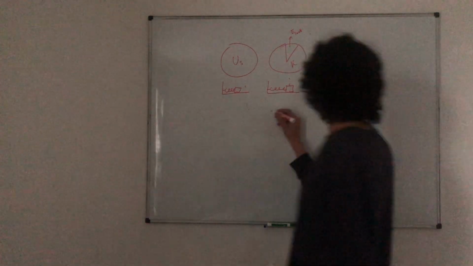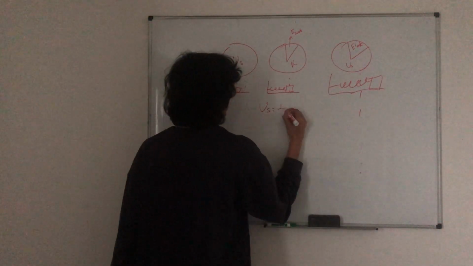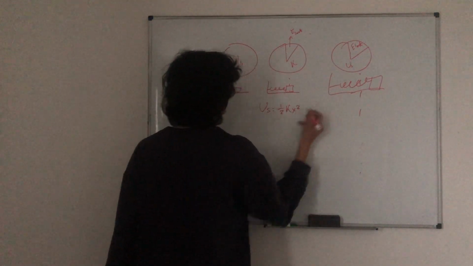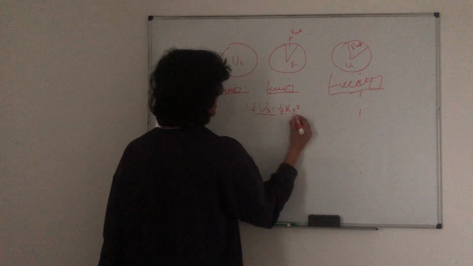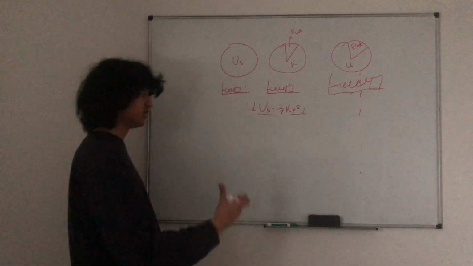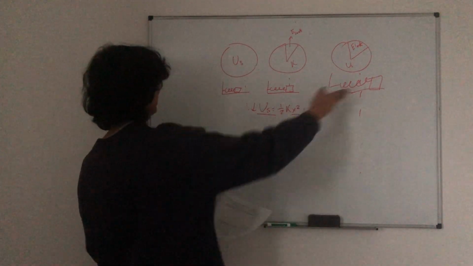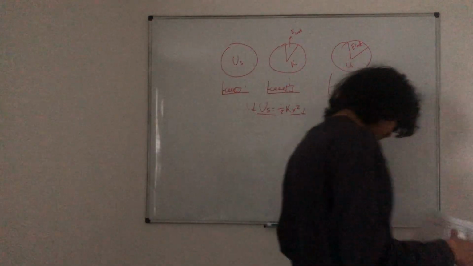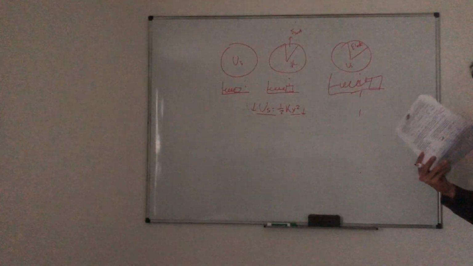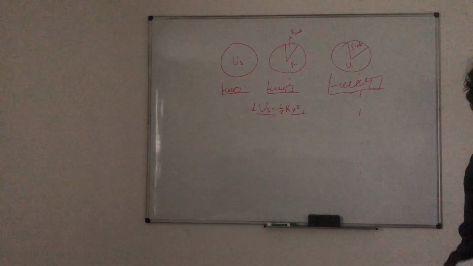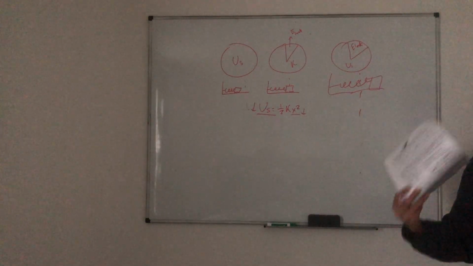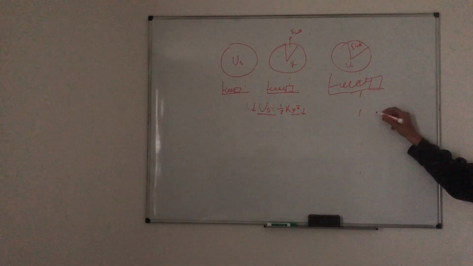U spring is equal to 1/2 k x squared. So if U spring got smaller, your x, your amplitude, because that's what the x represents at the maximum there, got smaller. But we know that amplitude doesn't affect period. It's not in our equation.